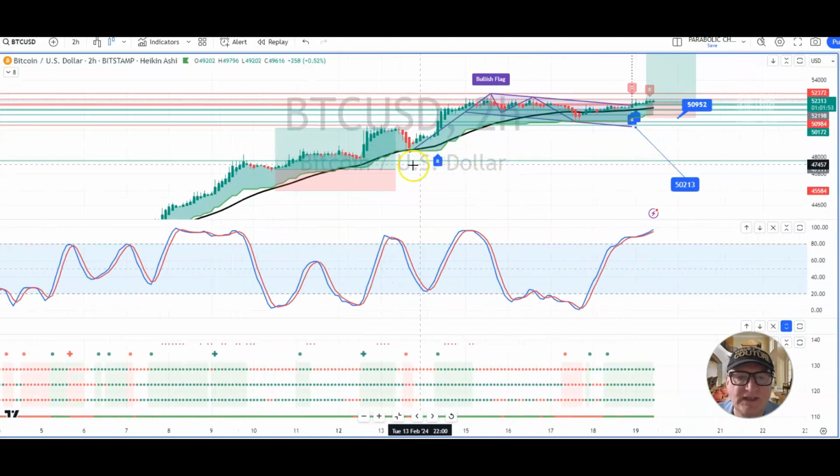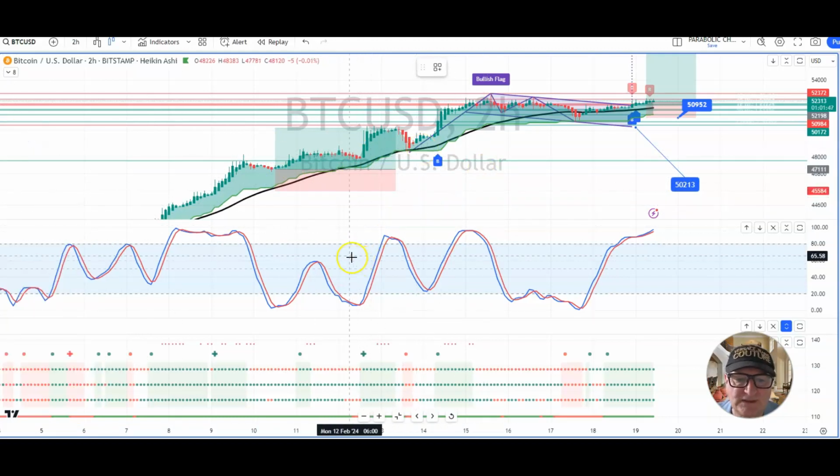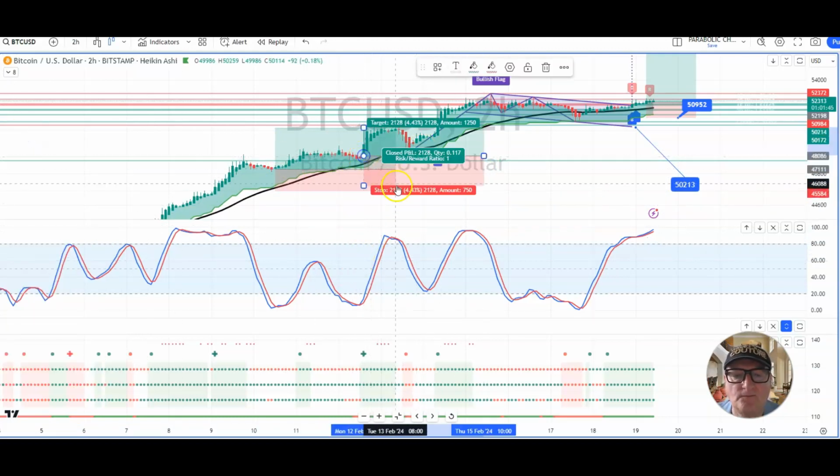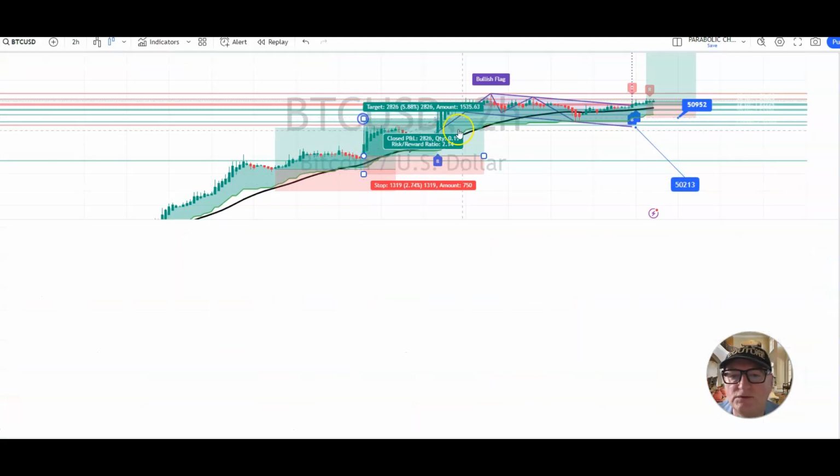Another one happens here, doesn't it? Much closer to the 50 EMA. Let's do that one. So this is the next one. And your stop is even tighter. Make sure the stop is below the support line, and you're going for 2-to-1.